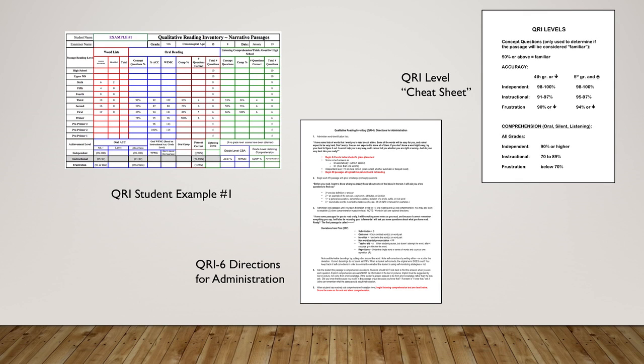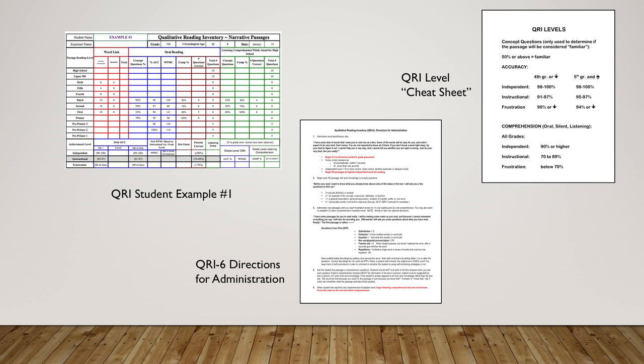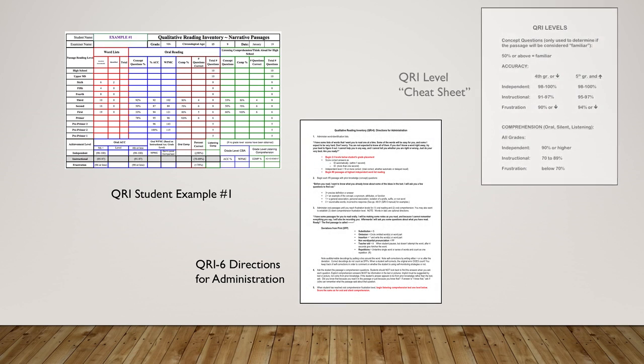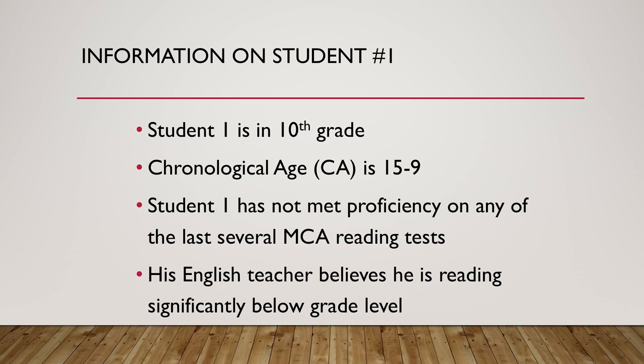You're going to need three things, and if you watched the first tutorial on finding oral reading accuracy, you probably already have these. The first one is a QRI student example sheet that we're going to walk you through. We also have the QRI directions for administration. And then the last thing is what I call the QRI level cheat sheet, and it's just a handy reference for the percentages for each of the levels. If you don't have these handy, you could pause, go get them, and then bring them back.